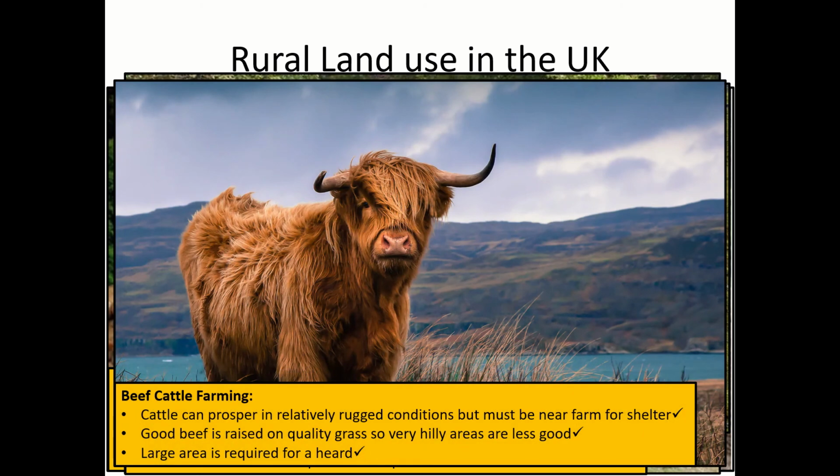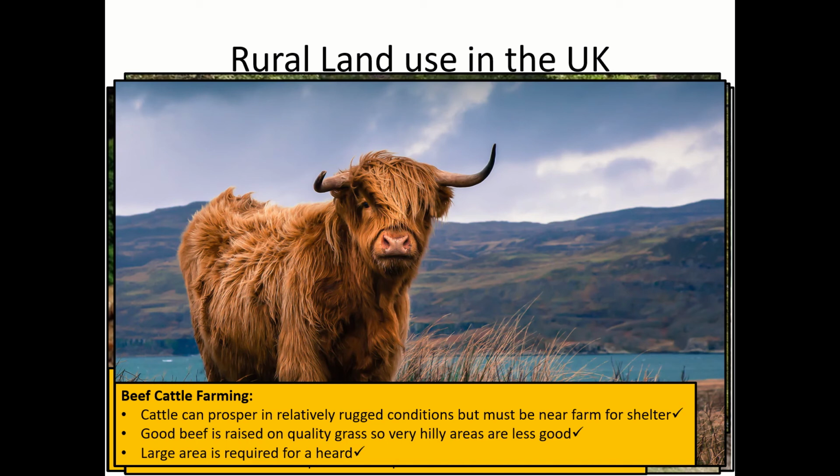Cattle farming is one form of pastoral farming that takes place. Cattle can prosper in pretty tough conditions, but they do need to be near a farm for shelter. So you're looking for a farm on the map that would be suitable for sheltering the cattle. And the symbol for a farm is the letters FM.